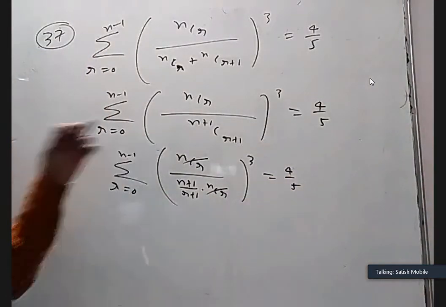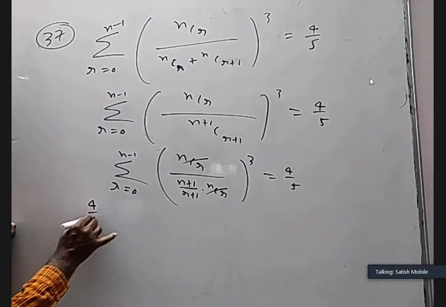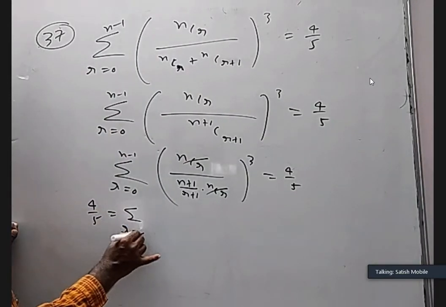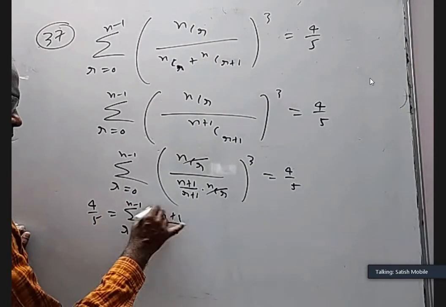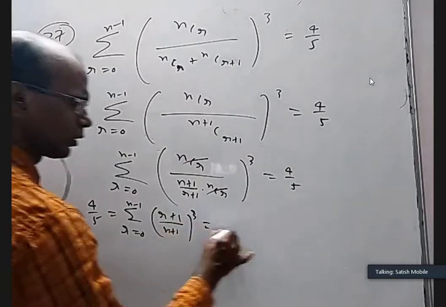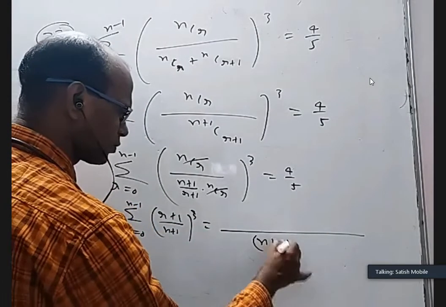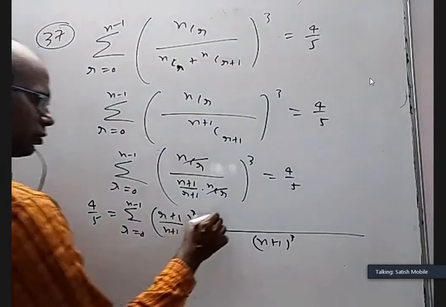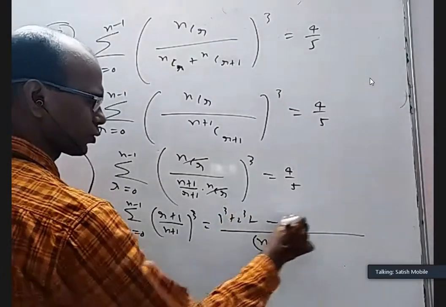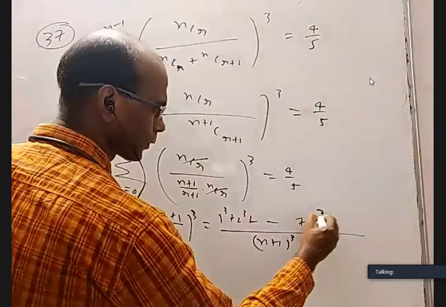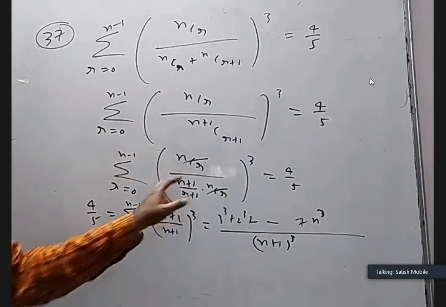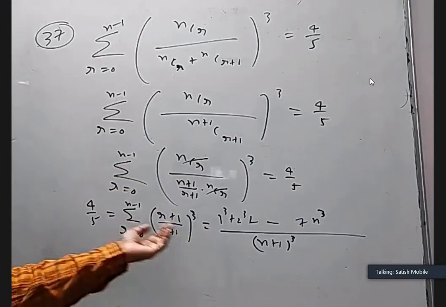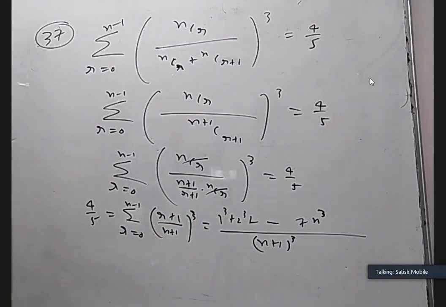NCR will cancel, reciprocal. So you are getting 4 by 5 is sigma r equal to 0 to n minus 1 of r plus 1 by n plus 1 whole cube. So the denominator is the same, n plus 1 whole cube. In the numerator, if I put 0, it will become 1 cube plus 2 cubes up to n cube. Okay, that's all. Only two formulas. NCR plus 1 is n plus 1 CR plus 1. This by this into 1 less, that formula. We got a simple arithmetic series, that is the sum of cubes of the first n natural numbers.